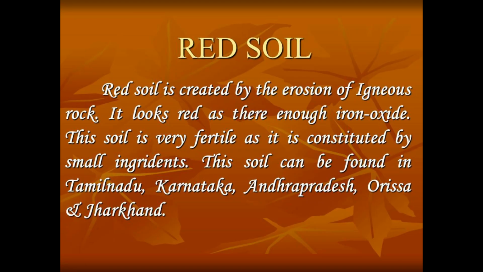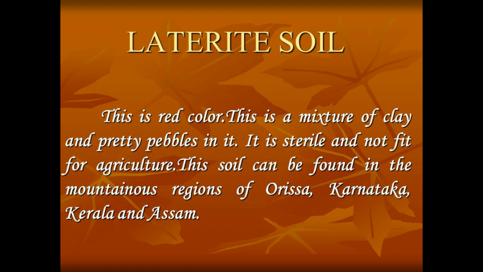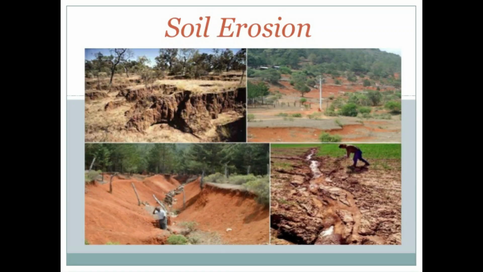Number 3 is red soil. As the name suggests, this soil is red in color due to the presence of iron particles. Red soil is confined to peninsular India and some patches of the northeastern part of India. Number 4 is laterite soil. It is formed over the hill slopes of peninsular plateau. The laterite soil is found in regions of heavy rainfall.